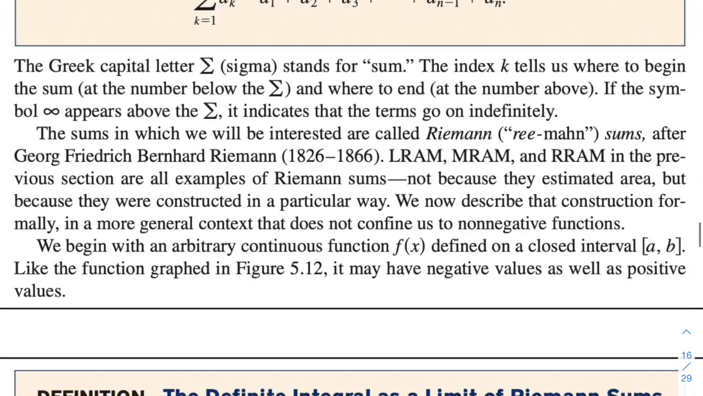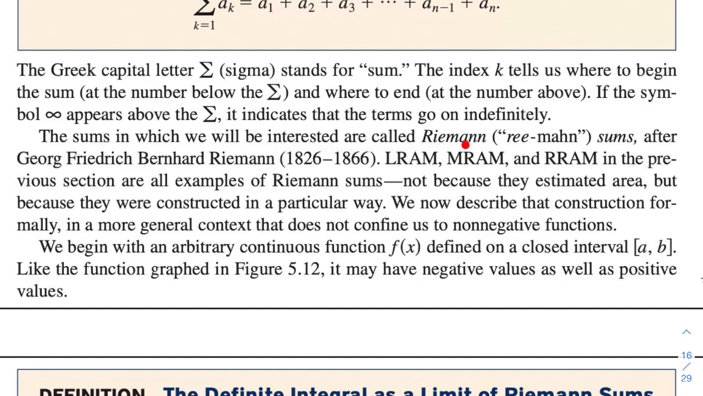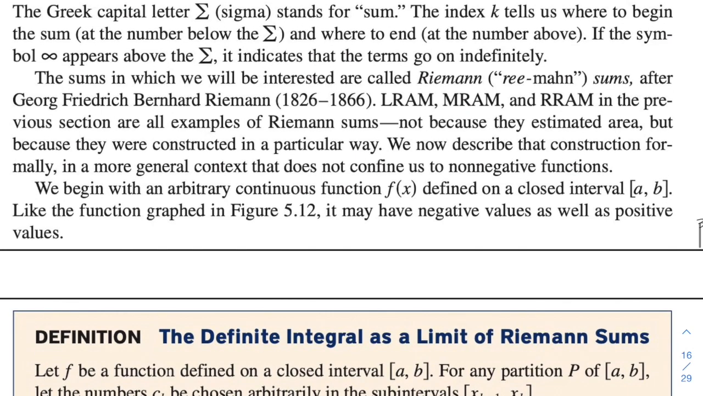The sums in which we will be interested are called Riemann sums, after George Riemann, 1826 to 1866. LRAM, MRAM, and RRAM in the previous sections are all examples of those sums. Not because they estimate area, but because they were constructed in a particular way by adding them together, okay? So we begin with an arbitrary continuous function defined on a closed interval [a, b].